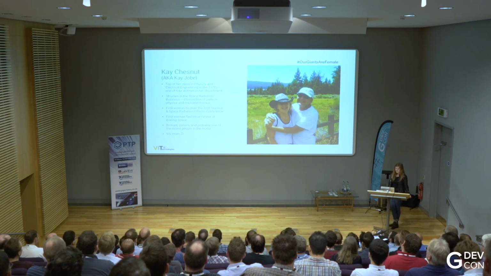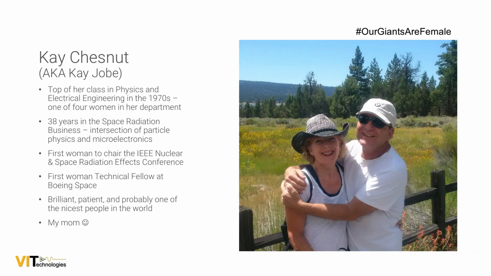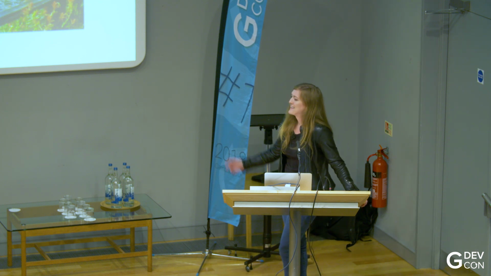She's been 38 years in the space and radiation business. When they send microelectronics into space, there's a lot of radiation in the environment, and she does testing on what will make the microelectronics fail and how to make rad hardware. So it's super, super rad. She was the chair for the IEEE Nuclear Space Radiation Effects Conference and the first woman technical fellow at Boeing Space. She's just a brilliant and wonderful person. I think she's the nicest person that any of you would ever meet. She's the nicest person I've ever met. She's super great. So yeah, she's my giant.